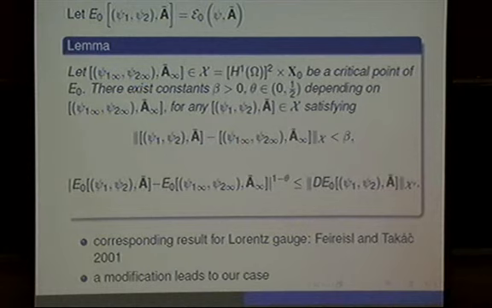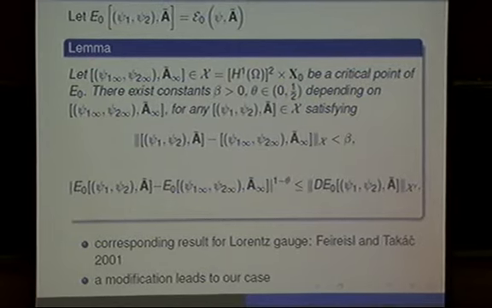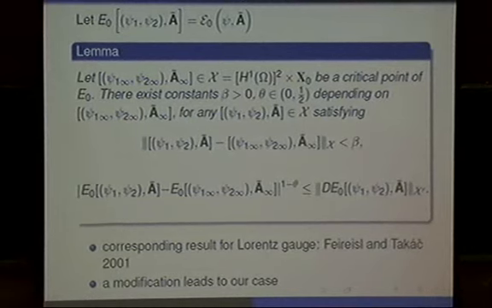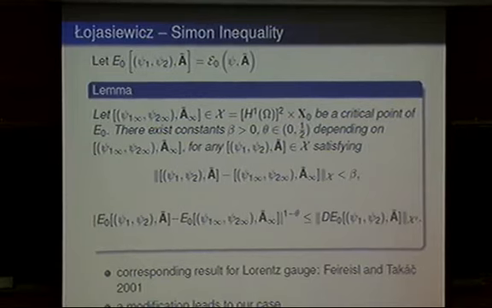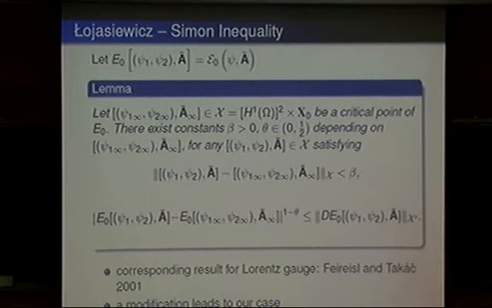It compares the difference of the functional to the power minus theta by its Fréchet derivative. And then we have a similar result for the Lorentz gauge in 2001, and we can modify their proof to get this kind of inequality.